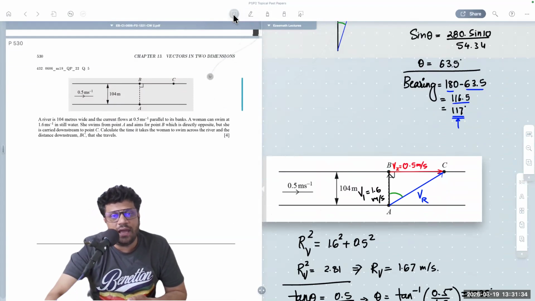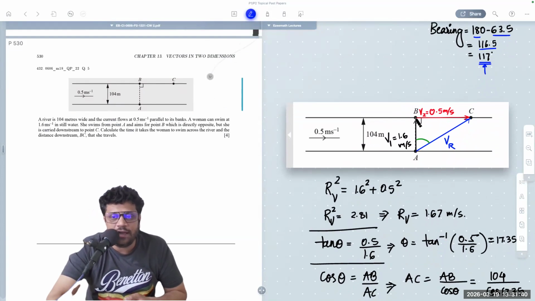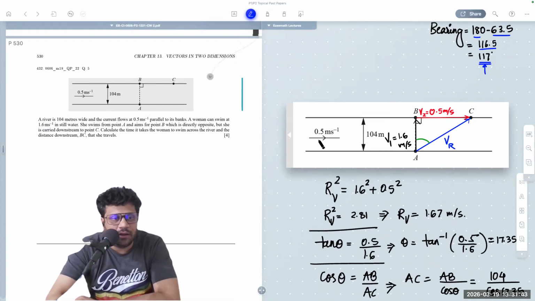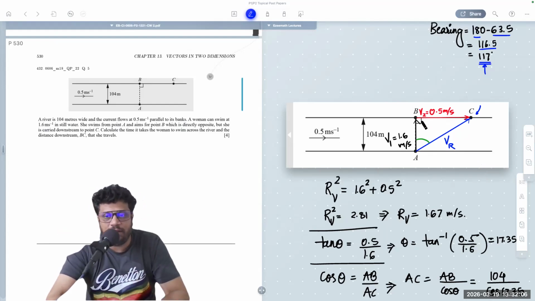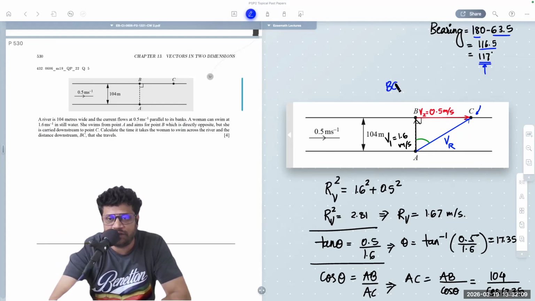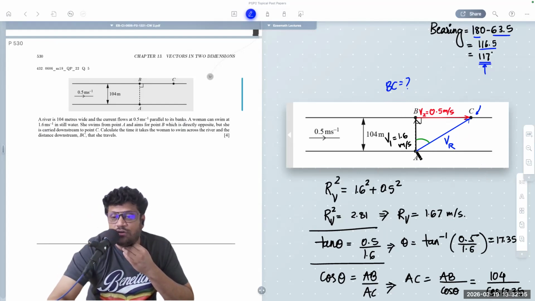Okay, now here we have a swimmer who was supposed to go from A towards B. But because of the river, she is again blown off course and she finds herself at C instead. Now they ask: what is the time taken for her to reach point C? They also want us to find the distance she went away from B. BC is what they want us to find out, and the time it takes for the swimmer to go from A to C.